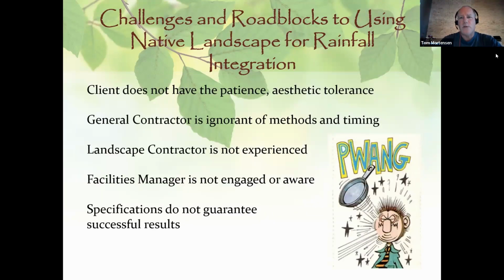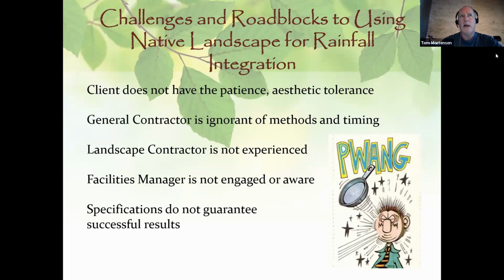Some of the other challenges and roadblocks when we talk about this is that sometimes the client doesn't have an aesthetic tolerance for native landscape, but it doesn't always have to look like a wild hair day. It doesn't always have to look like a crayon box blew up. And I have some examples of that later on as well.